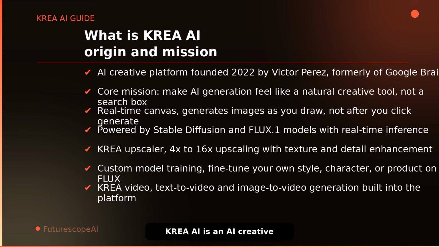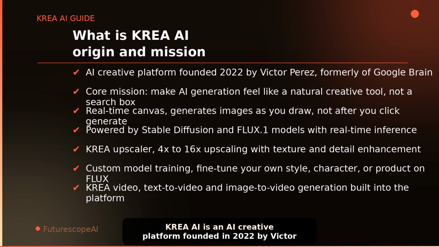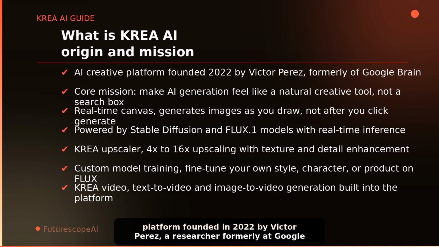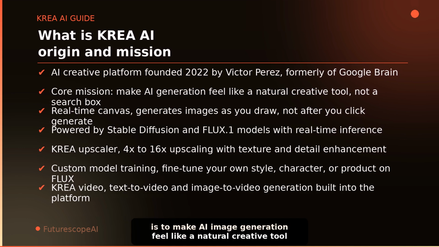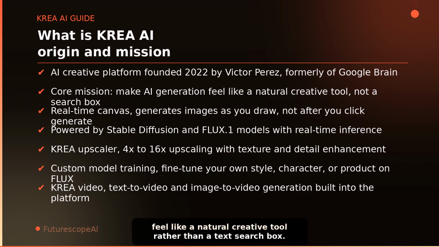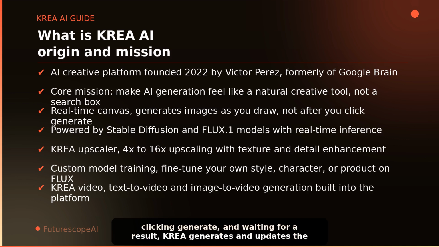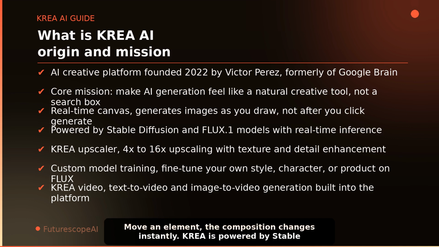KREA AI is an AI creative platform founded in 2022 by Victor Perez, a researcher formerly at Google Brain. The core mission behind KREA is to make AI image generation feel like a natural creative tool rather than a text search box. The defining feature is the real-time canvas. Instead of typing a prompt, clicking generate, and waiting for a result, KREA generates and updates the image continuously as you work. Draw a shape, the AI fills it with your subject. Adjust the prompt, the image shifts in real time. Move an element, the composition changes instantly.